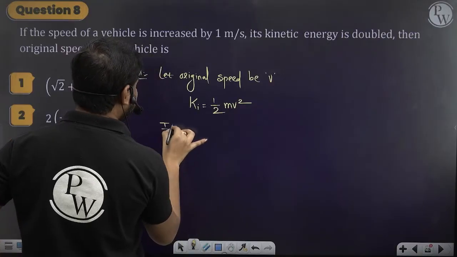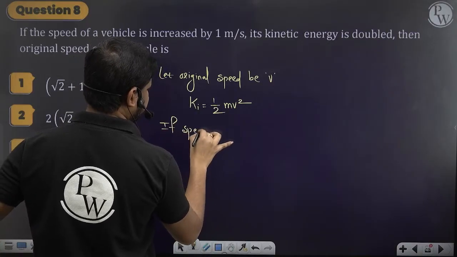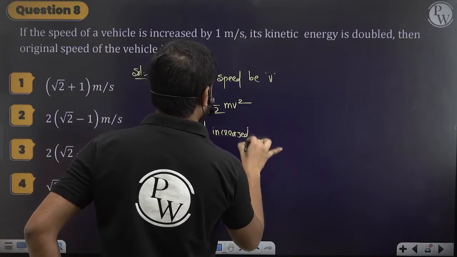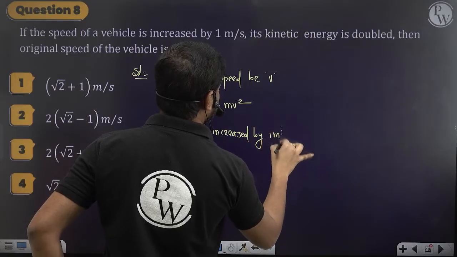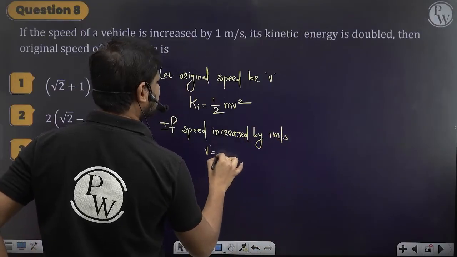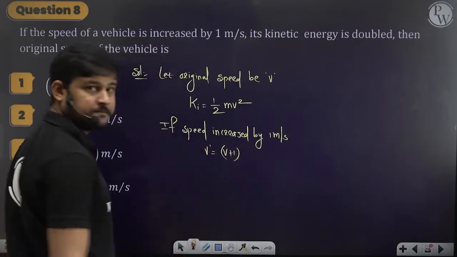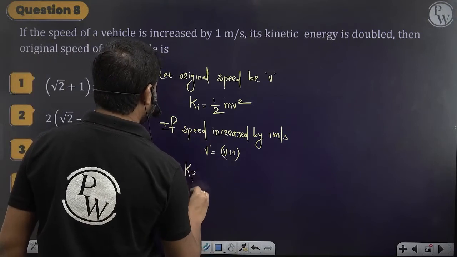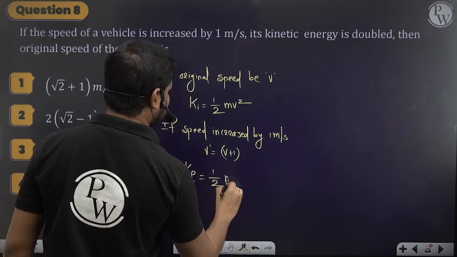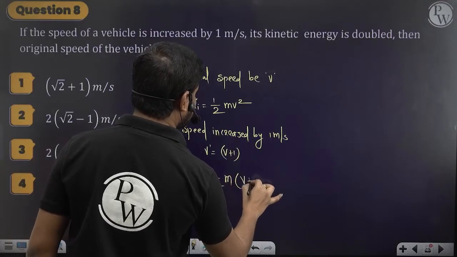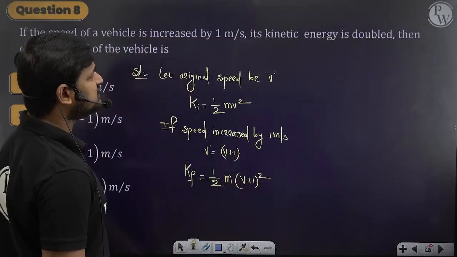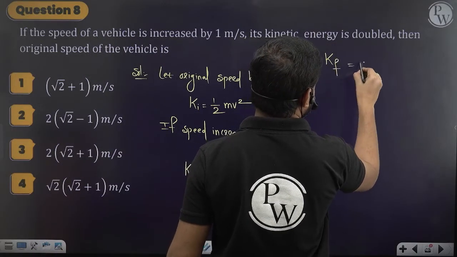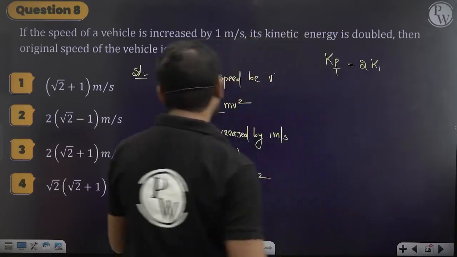Now if the speed is increased by 1 meter per second, then the new velocity v dash will be equal to v plus 1 meter per second. So the final kinetic energy will be half, its mass will not change, so in place of v dash I can write v plus 1 whole square. Now what they are saying is its kinetic energy is doubled. So that means k final is 2 times k initial.